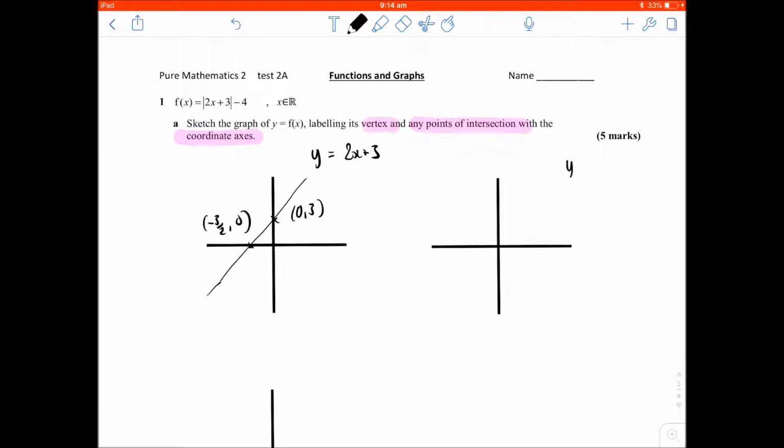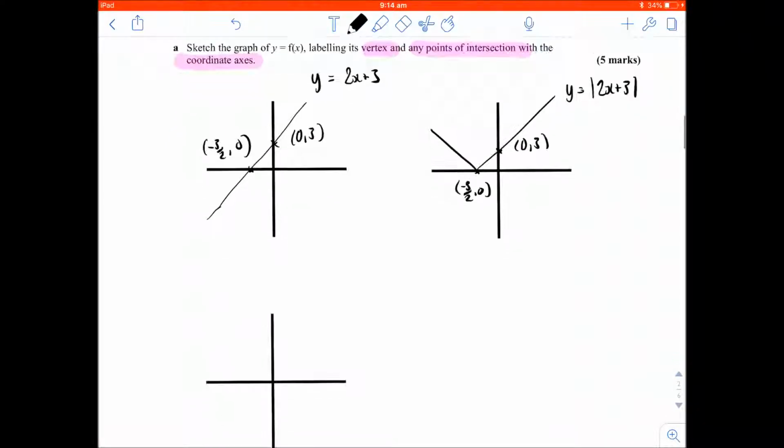Now what we're going to do is have a look at the mod of it. So if we think the modulus is around the whole thing, that's going to affect the y coordinates, and it means that we can't have any negative y's. So the graph's going to start off the same for that part there, but then the other part is going to be reflected up. And so our coordinates here are still (0, 3), and we now have a vertex there at (-3/2, 0).